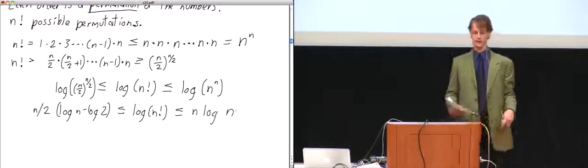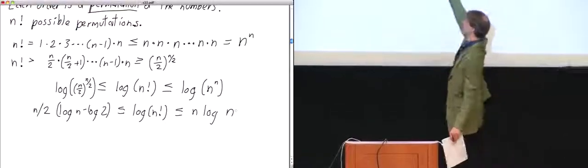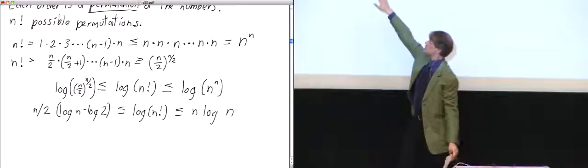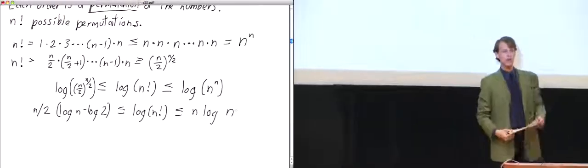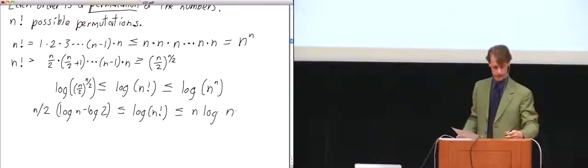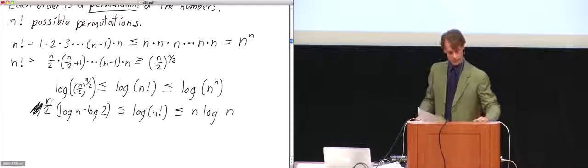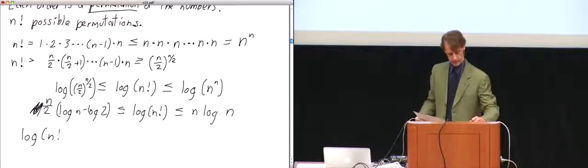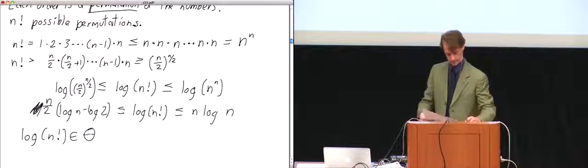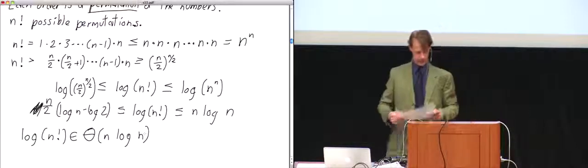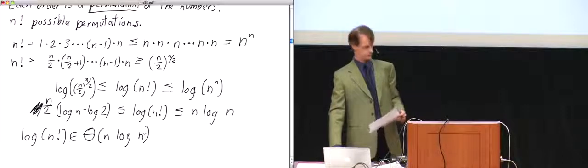By using the standard identities for logarithms, we can now see that the logarithm of n factorial is between n log n as the upper bound, and as the lower bound, something that is big theta of n over 2. So the bottom line is that log of n factorial is in big theta of n log n. We're going to use that fact in a few minutes.